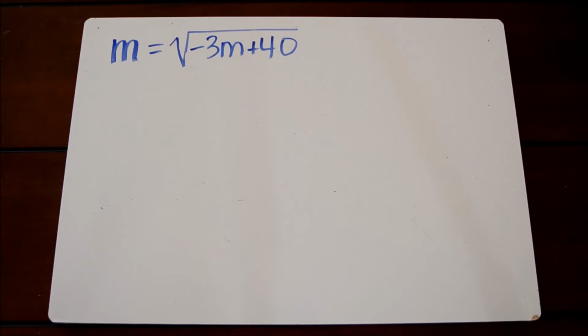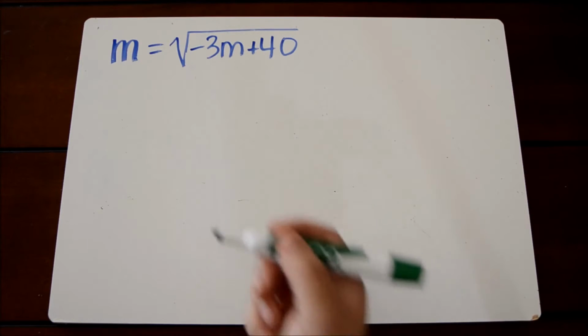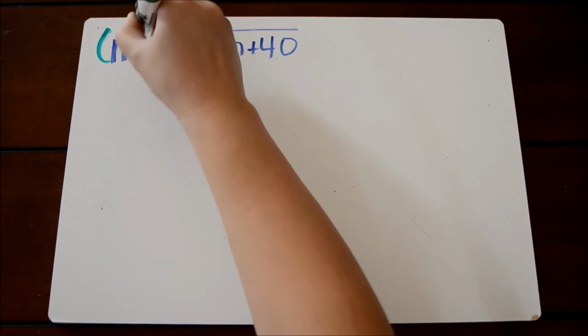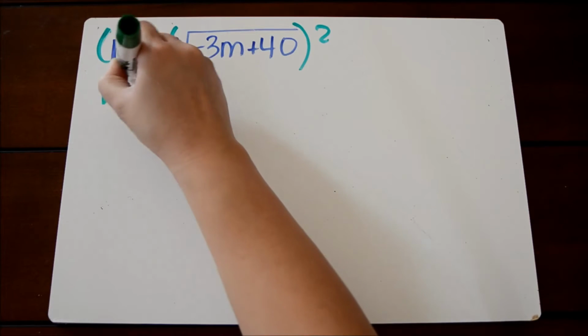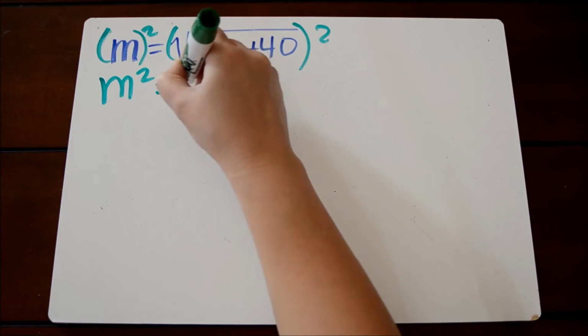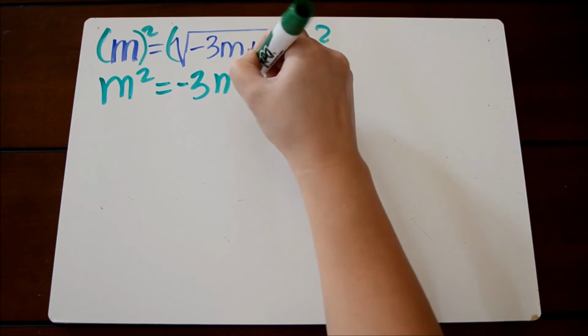Let's take a look at one more example. Again, we're going to start this problem by squaring both sides since the radical is already isolated. m squared is equal to negative 3m plus 40.